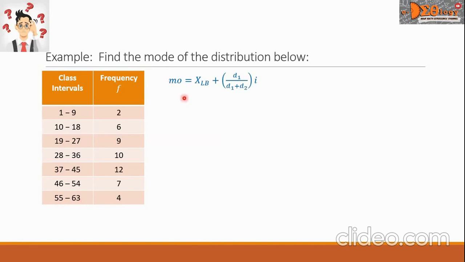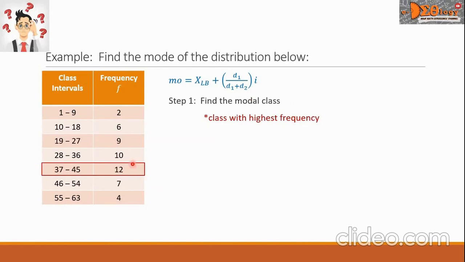Let us now write the formula of the mode. For step 1, let us find the modal class. We define this as the class with highest frequency. The highest frequency is 12. So the modal class is the 37 to 45 class.